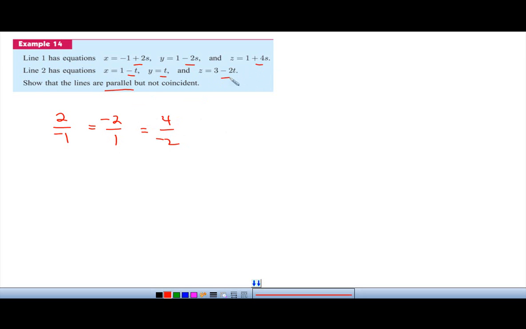Now, if all of these are equal, that means the two lines are parallel. If these are not equal, then the lines are not parallel. So this gives us negative 2 equals negative 2 equals negative 2. Since all of these are equal, the lines must be parallel. So we've shown that the lines are parallel. Now we need to show that they're not coincident.